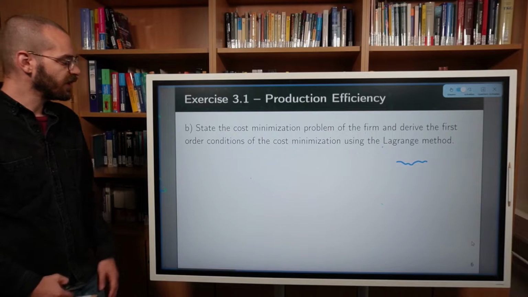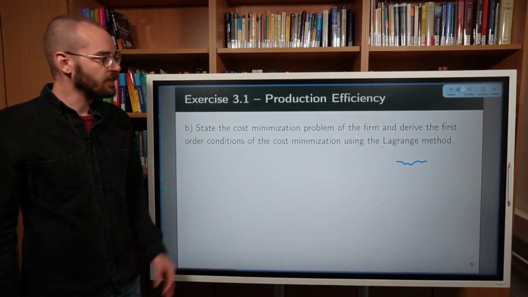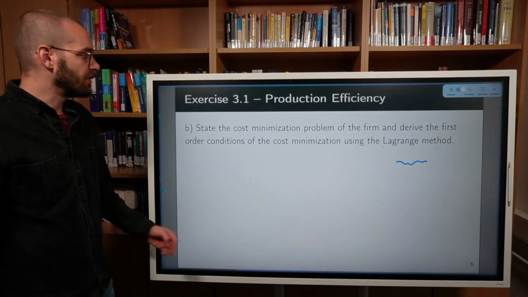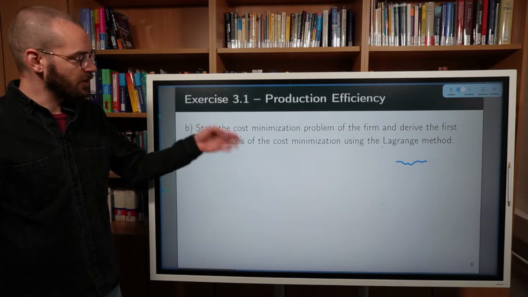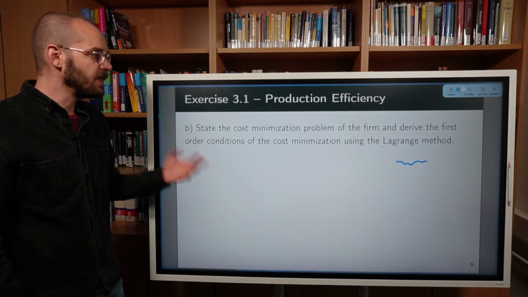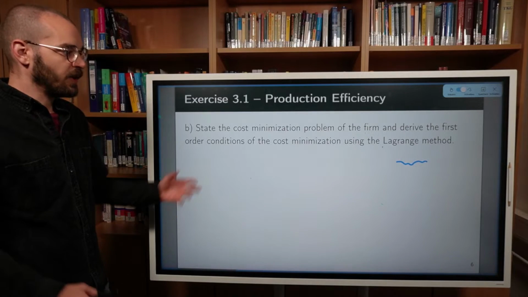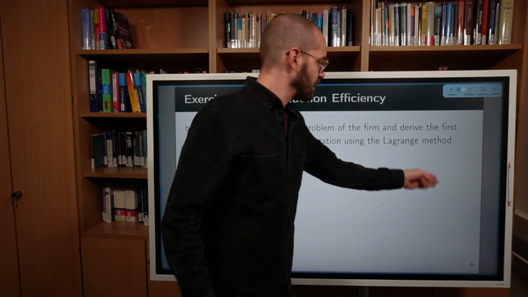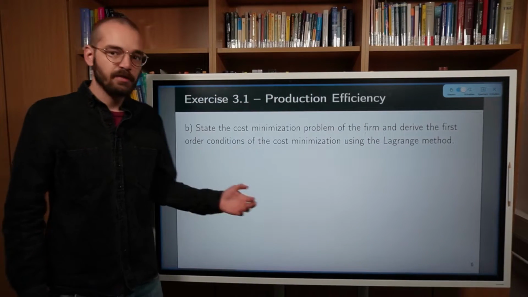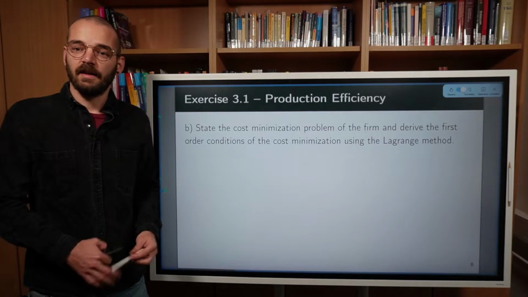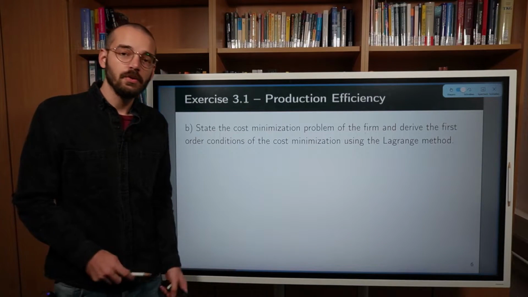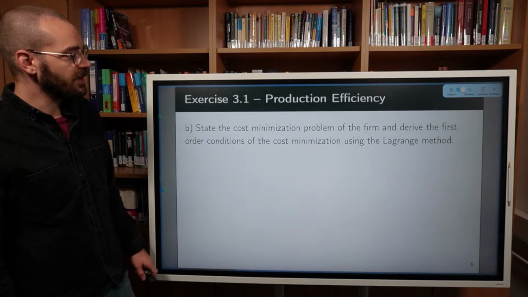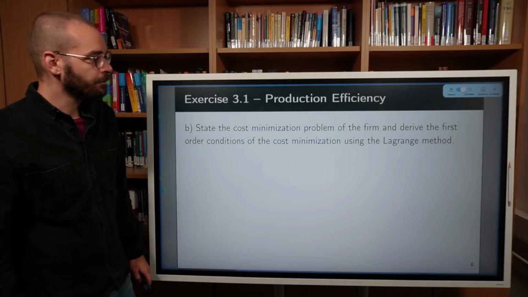In task number B, we are now asked to state the cost minimization problem of the firm and to derive the first order conditions of the cost minimization, or of the cost minimum. And we are already helped in the task itself because the tool we need to use in order to do this is already named, namely the Lagrange method.